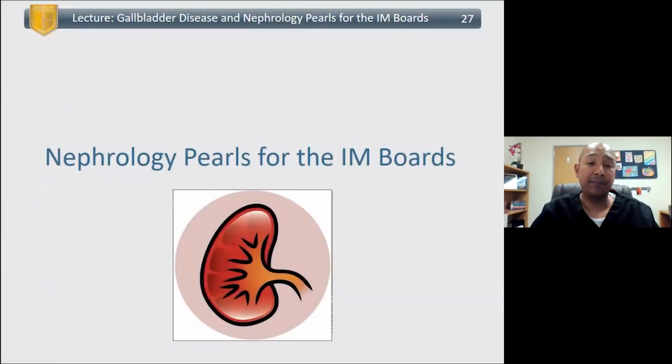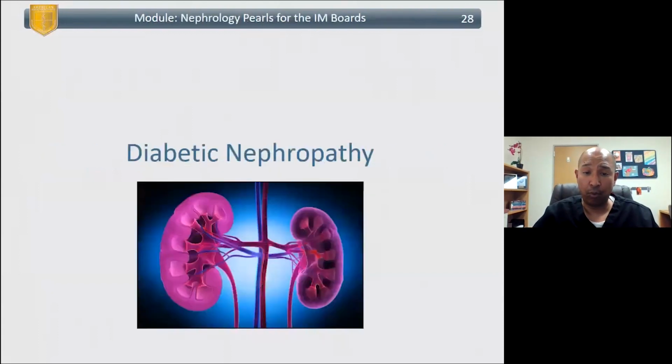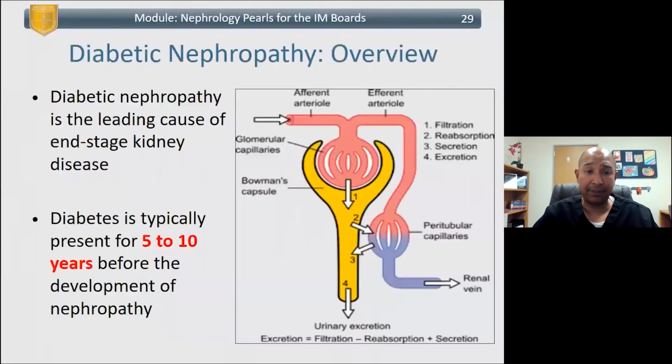So with our remaining time here, I just want to spend some time and talk about some nephrology for the IM boards, really focusing on diabetic nephropathy. So when we talk about diabetic nephropathy, it's the leading cause of end-stage kidney disease. And diabetes is typically present about 5 to 10 years before you develop the nephropathy.